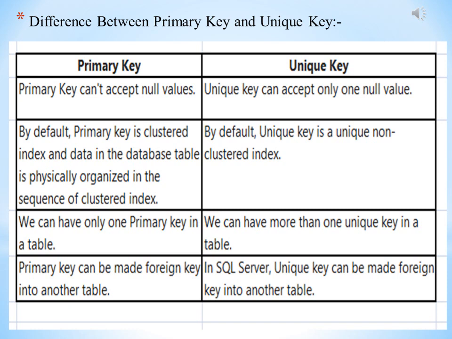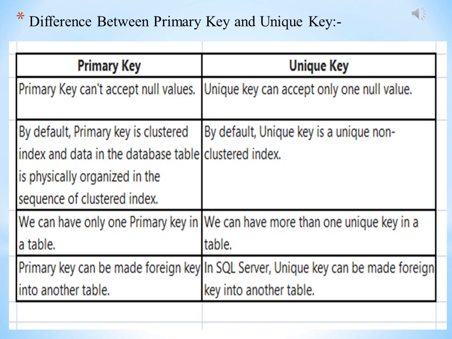Now the difference between the primary key and unique key. The primary key can't accept a null value, and a unique key can accept only one null value. By default, a primary key is a clustered index and data in the database table is physically organized in the sequence of the clustered index. And a unique key, by default, is a unique non-clustered index. We can have only one primary key in a table, and we can have more than one unique key in a table.